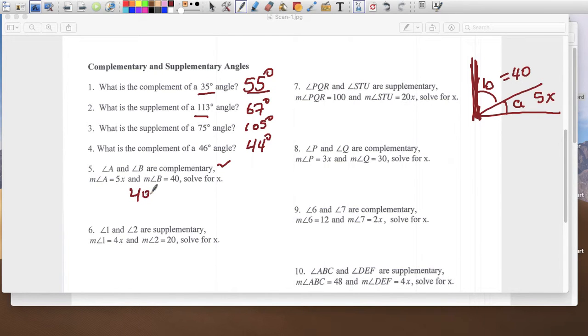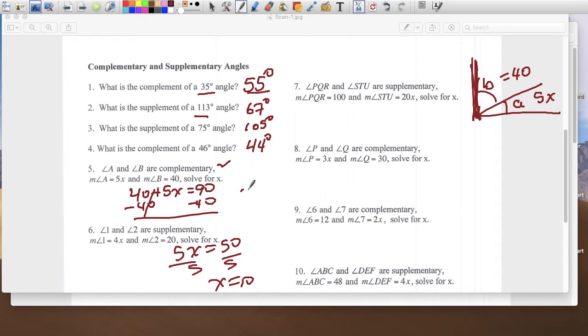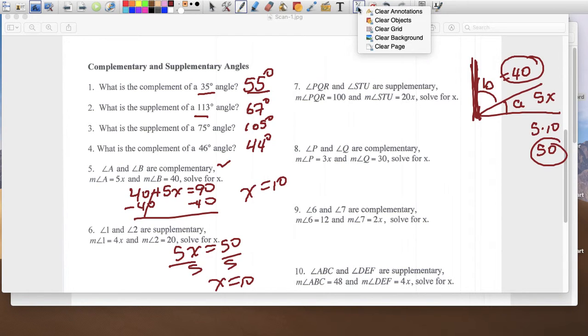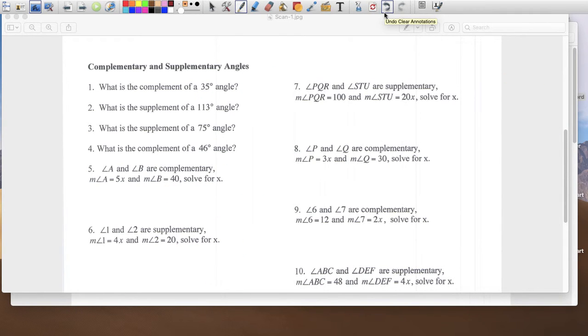So 40 plus 5x equals 90. Minus 40 on both sides. And 5x equals 50. And if I divide by 5, x equals 10. So in this case, x equals 10. And it does make sense, right? Because if I plug it in here, I get 5 times 10, and 5 times 10 is 50. And you can tell that if one angle is 50, the other one has to be 40, because they're complements of each other, and the sum of each other should be 90.